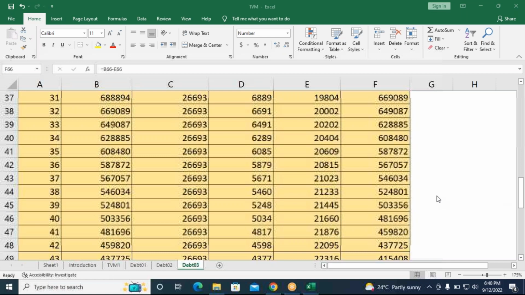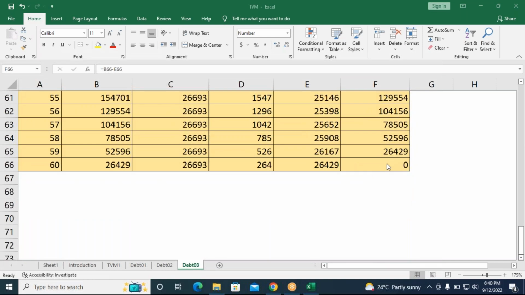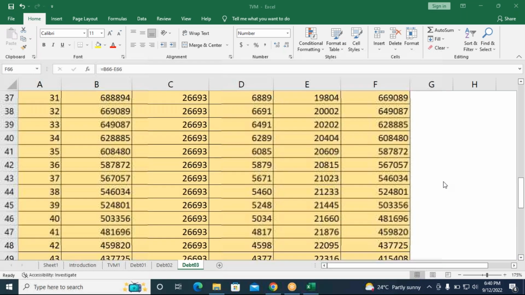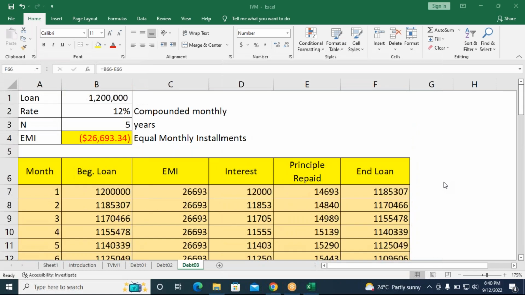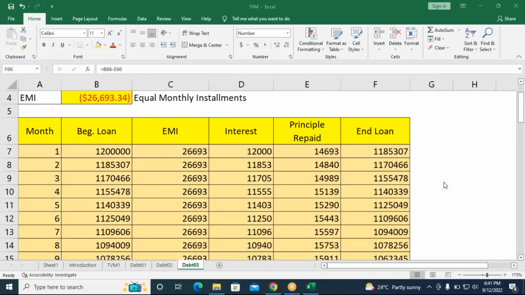See, by the end of the period, you should get it as 0. Last value should be 0. Then your calculation is correct. Anything you are not able to get, please do let me know. I'll explain it once again.